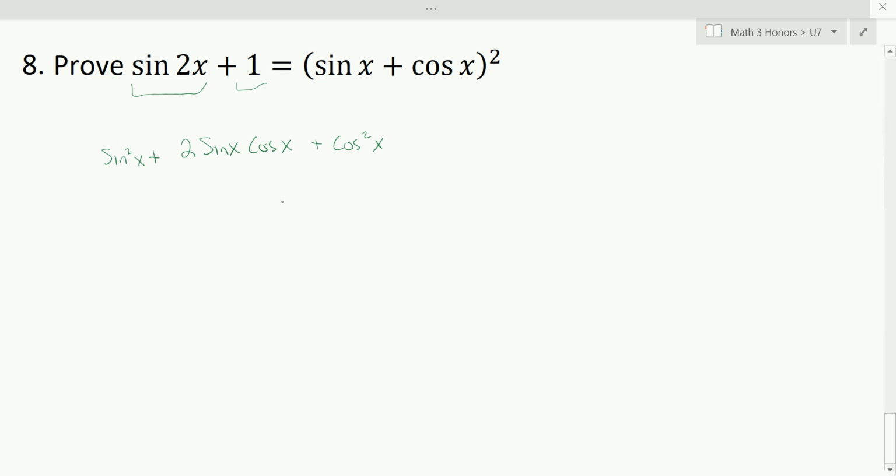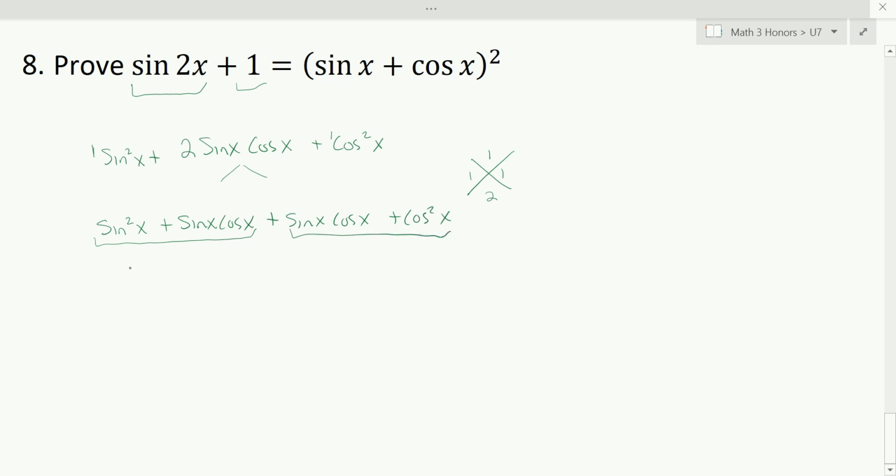Okay? And so when you're factoring, you're looking for two numbers that multiply to what? So there's a 1 here and a 1 here. So multiply to 1 and add to 2. And so it's going to be a 1 and a 1. And so you split up this middle term. So it's going to look like this. Sine squared x plus sine x cosine x plus another sine x cosine x plus cosine squared x. Then you factor by grouping.